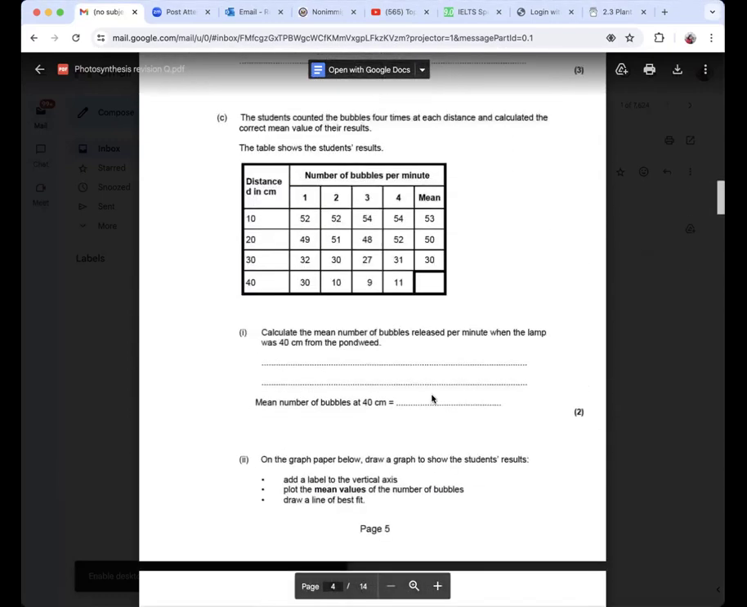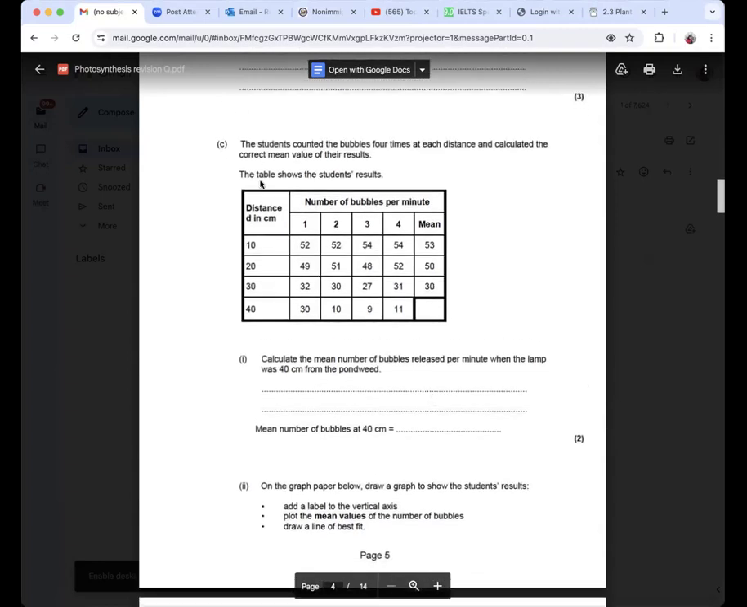So moving on to the next question. Can you please read out C for me? The student counted the bubbles 4 times at each distance and calculated the correct mean value of the results. The table shows the student's results. Calculate the mean number of bubbles released per minute when the lamp was 40 centimeters from the pondweed.